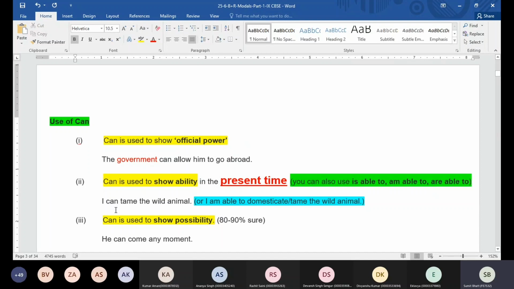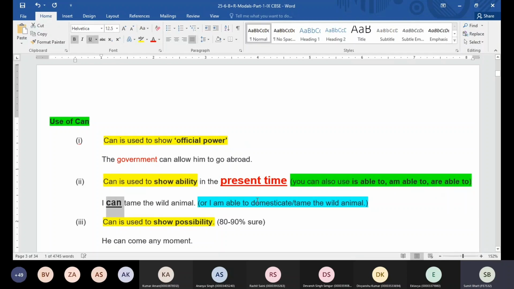Like there's a person saying, I can tame the wild animal. That means he is able to do what? He is able to tame any wild animal. He can domesticate any of the wild animals. Instead of saying can here, what else can we say? I am able to domesticate or tame the wild animal.